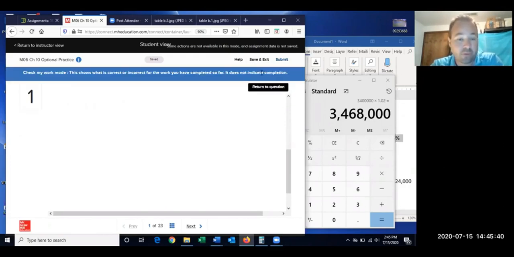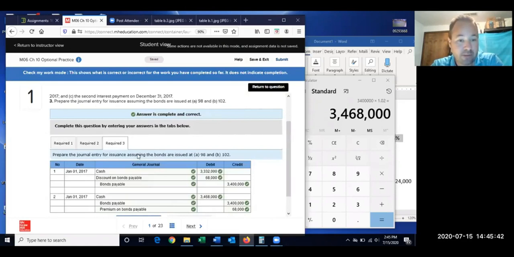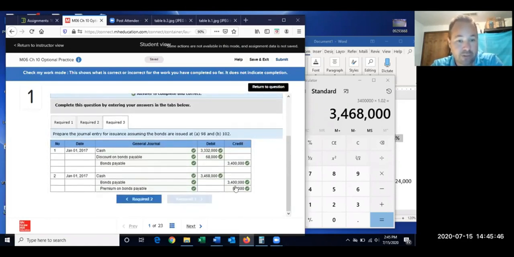So I'm going to check the work on the last one. And there we go. Cash, bonds payable, premium as a credit. Notice up here the discount is as a debit.